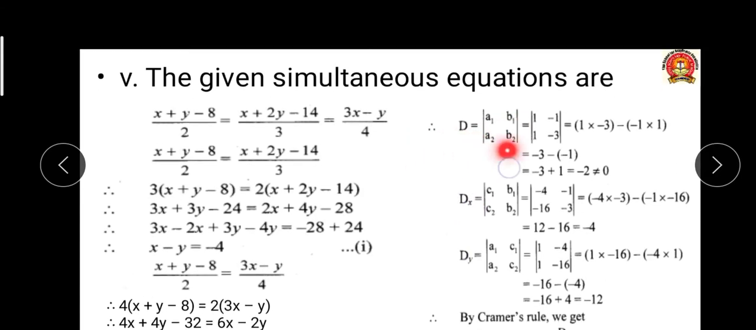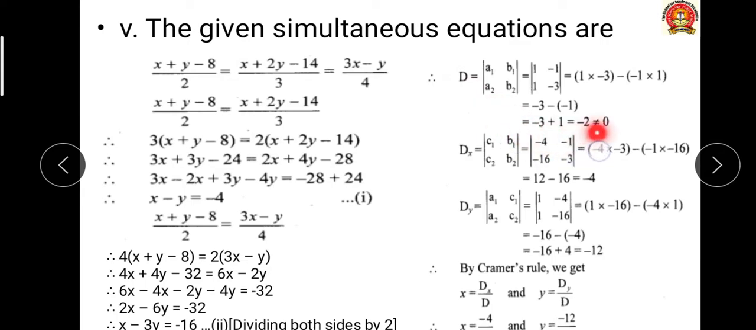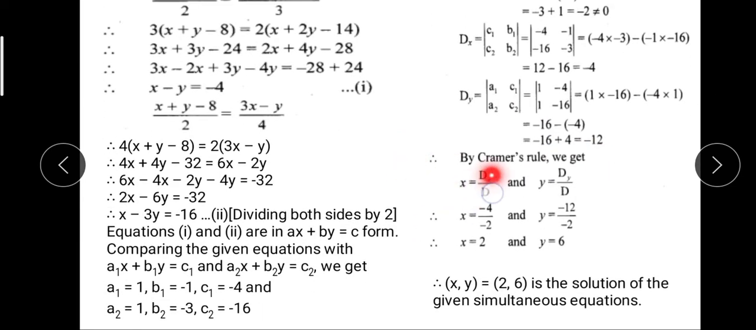After substituting the values, you will get D is equal to minus 2, Dx is minus 4 and Dy is minus 12. So by Cramer's rule, x is Dx by D and y is Dy by D. After substituting the values, you will get x is equal to 2 and y is equal to 6. So (2, 6) is the solution of the given simultaneous equation.